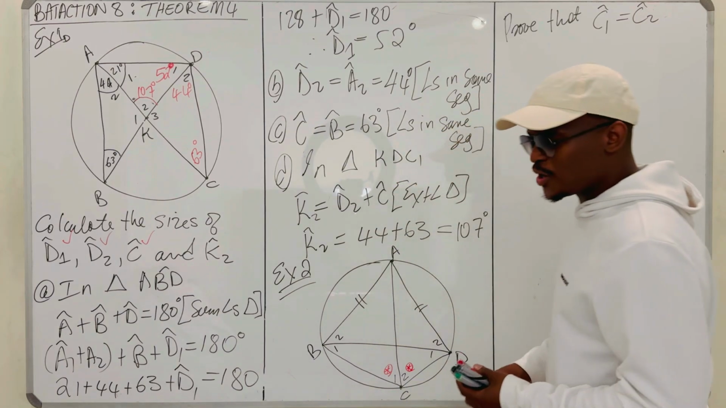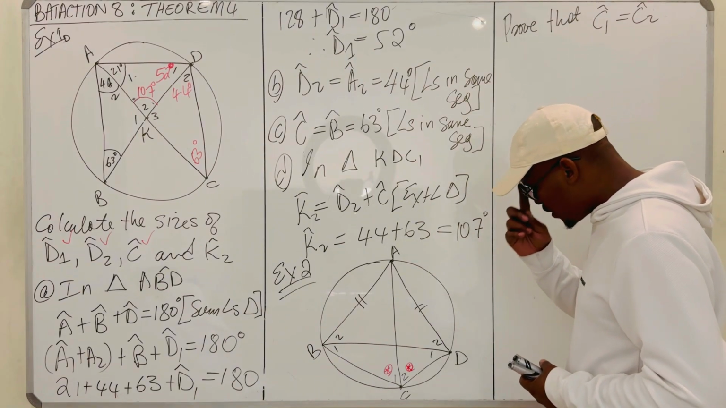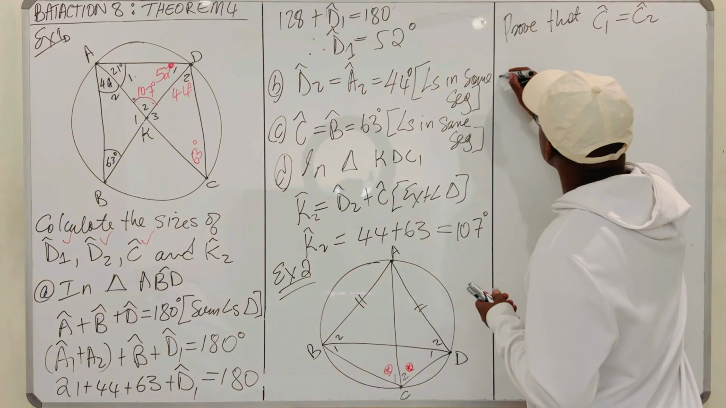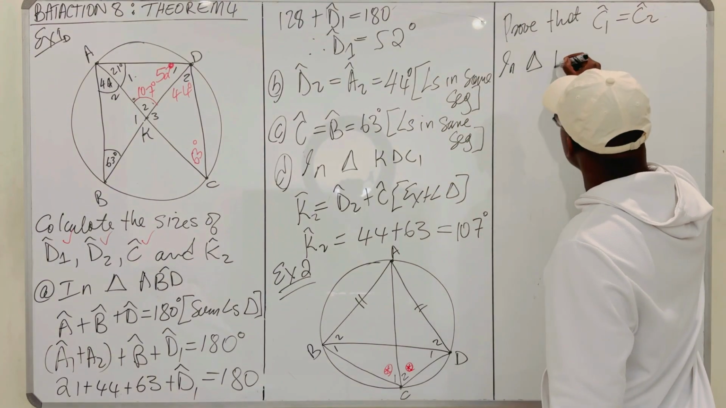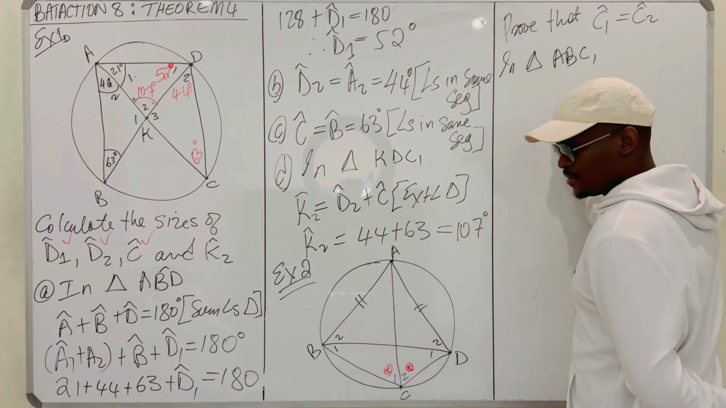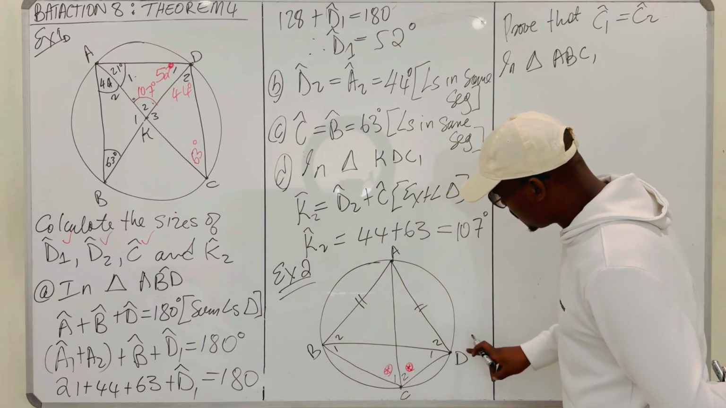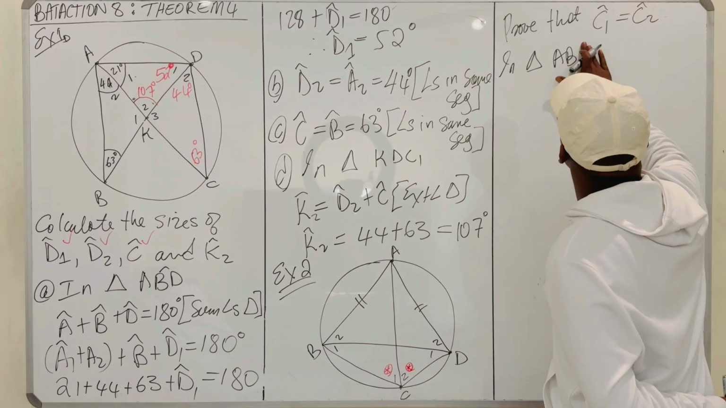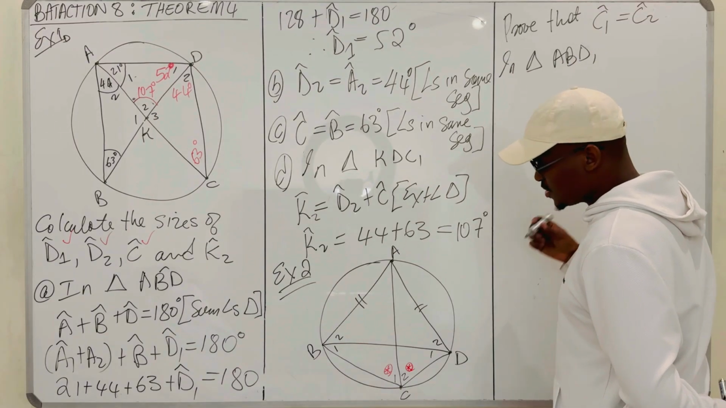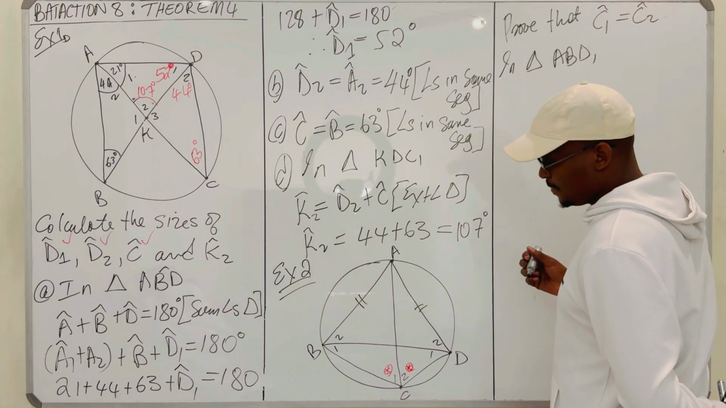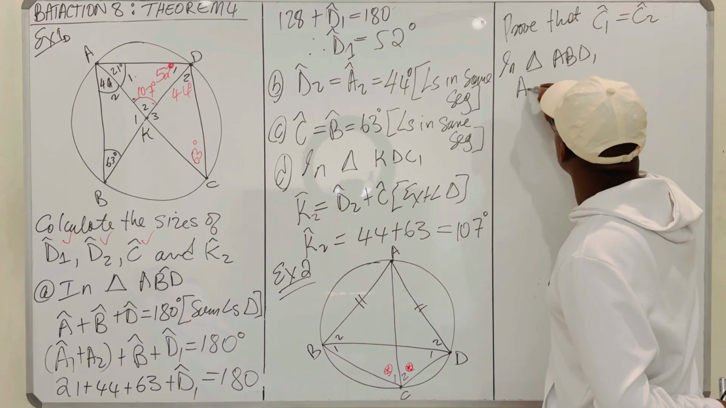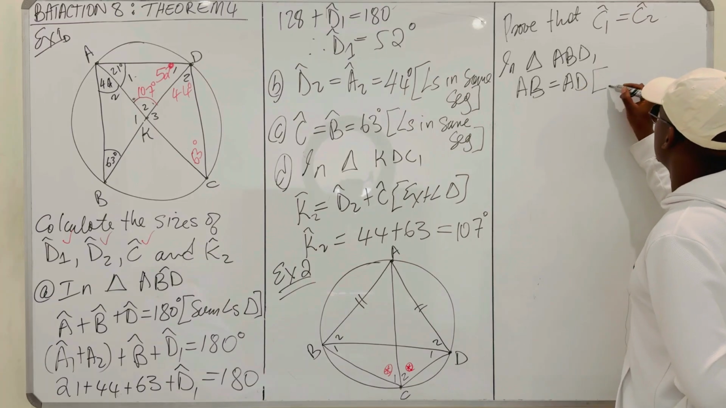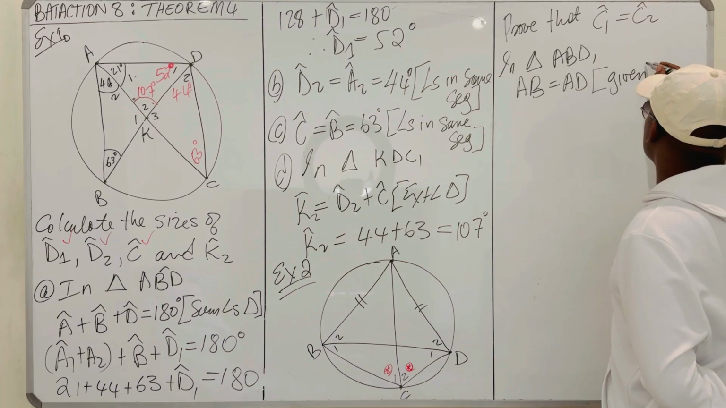But now, because we're not lazy, we're going to look at triangle ABD. What can we say about it? AB is equal to AD. Why? This is given. That's what I've told you.